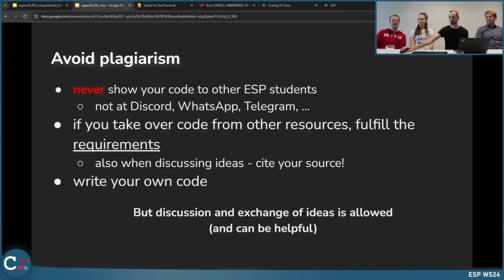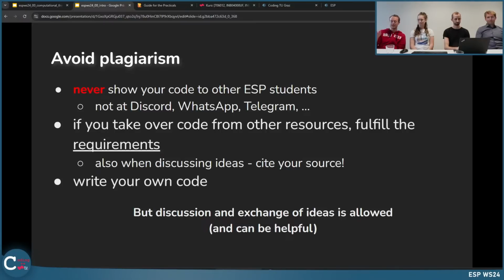And if you cite something, there is no penalty. So this is really fine. However, you should, of course, understand what you cited. If you just cite 10 lines of code and you have no idea what's happening there, then there could be some penalty. You should understand what you write, even if you cite it.